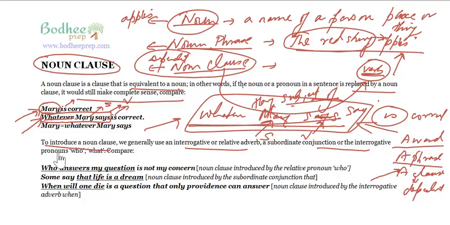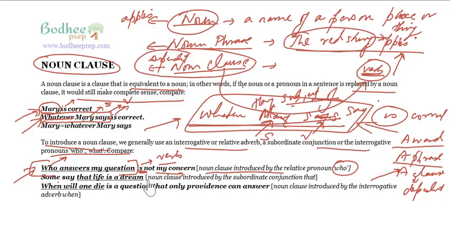So to introduce a noun clause, we generally use an interrogative or relative adverb, a subordinate conjunction, or the interrogative pronoun. So look at this now. Who answers my question is not my concern. This is the verb, right? And what is the subject? What is the subject of this word? Who answers my question? What is not my concern? Who answers my question is not my concern. The noun clause is introduced by the relative pronoun who. This is the noun clause, right? And it is introduced by the relative pronoun who.